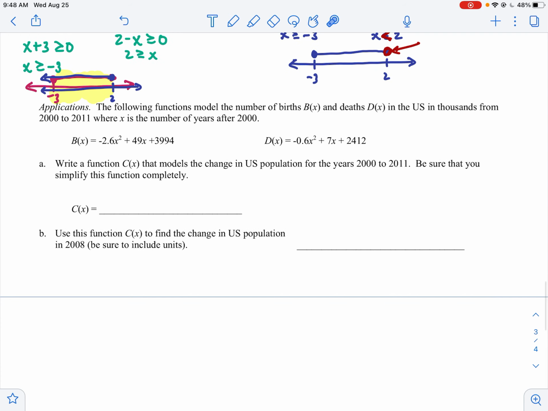And it says write a function c of x that models the change in U.S. population. So if I wanted to come up with this new function c of x, then I could ask, what would the change in population be? Well, the change would equal the number of people that are born, the births, minus the deaths, and that's going to give me my change in population. So in other words, the function c of x is b of x minus d of x.